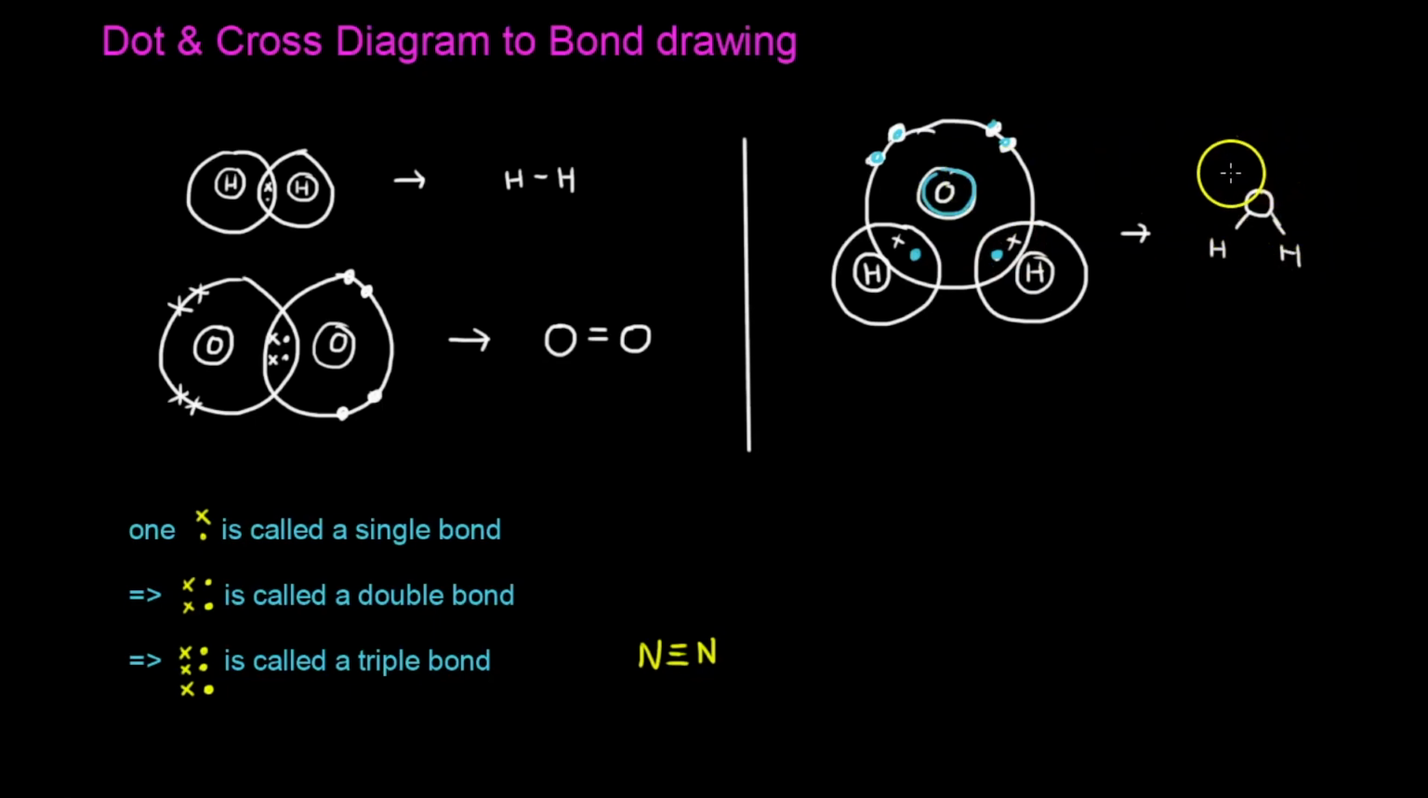And that is all for covalent bonding. Next, we'll talk about the properties and structure of a covalent compound.